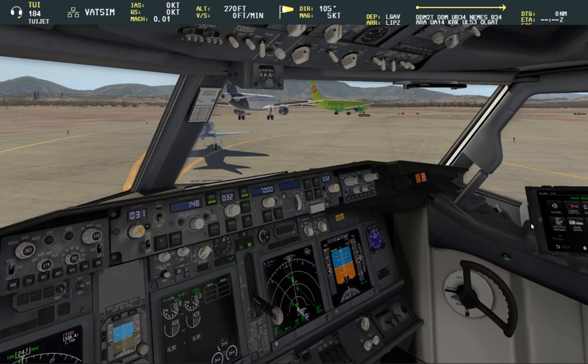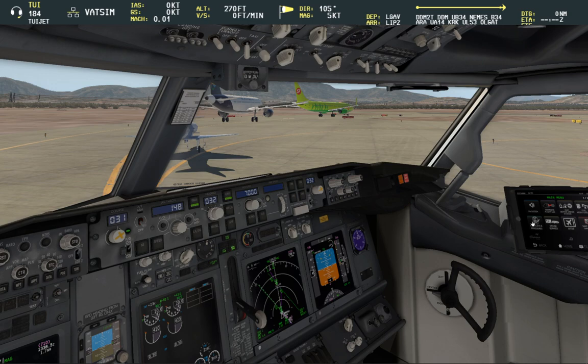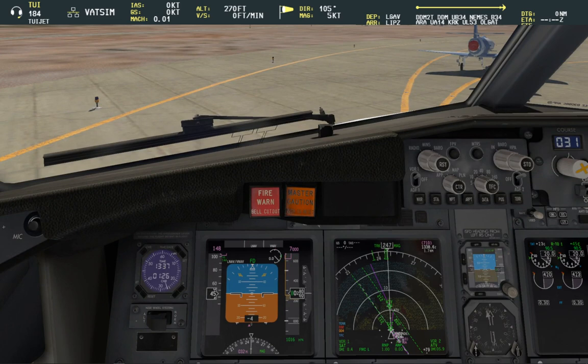Das kostet alles Geld. Alice, das kostet alles Geld. It's costing me money. Let's go.